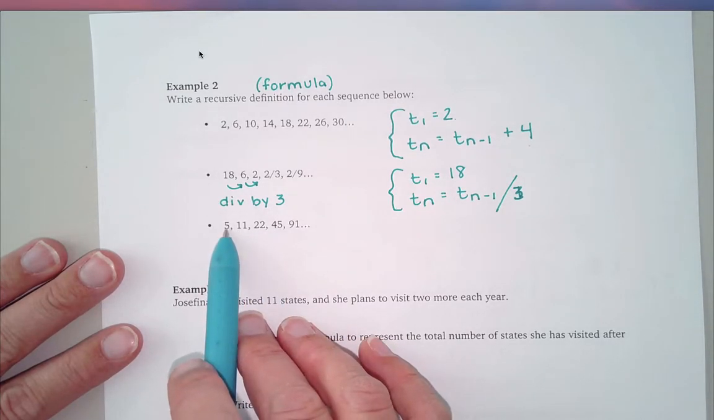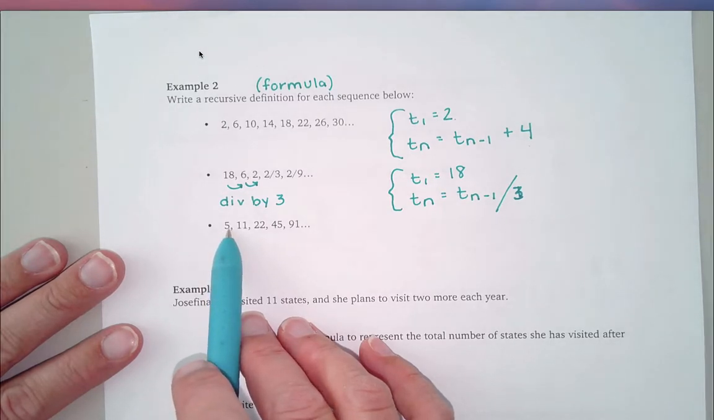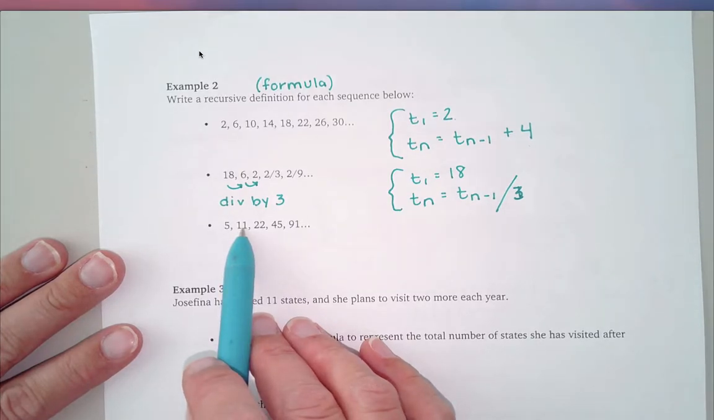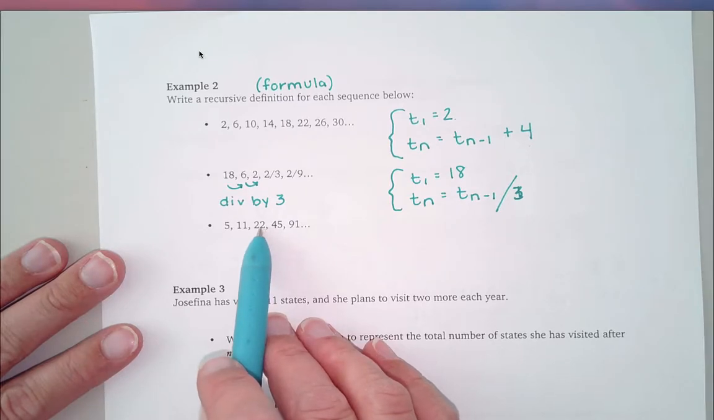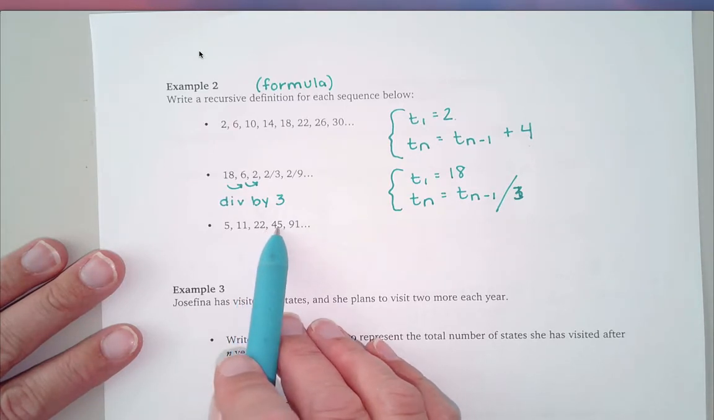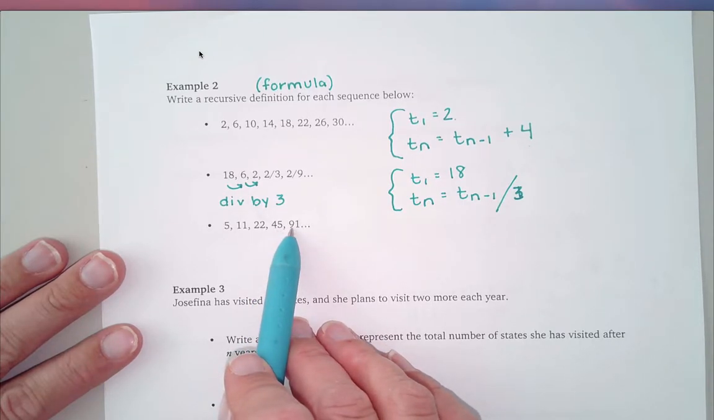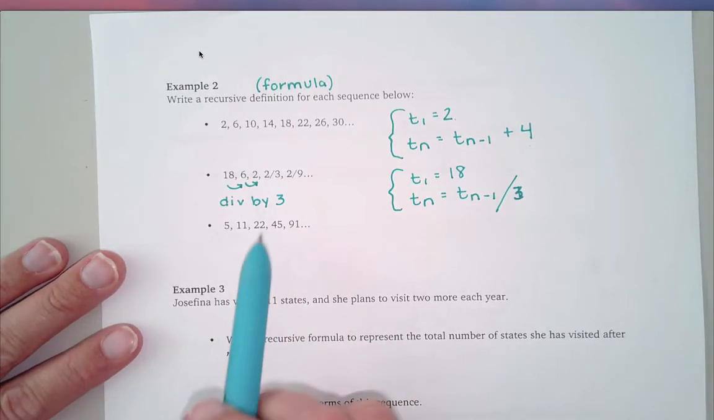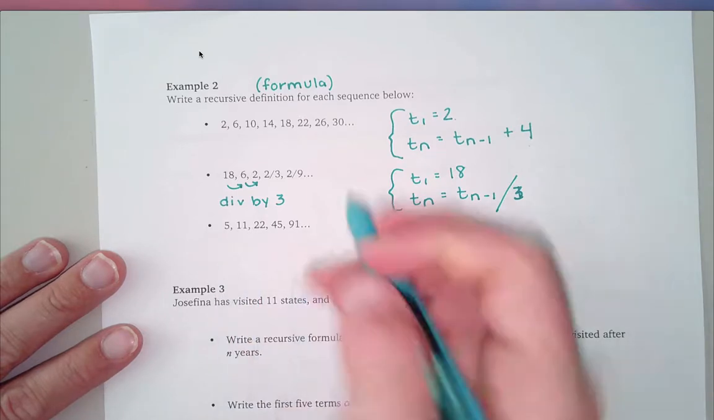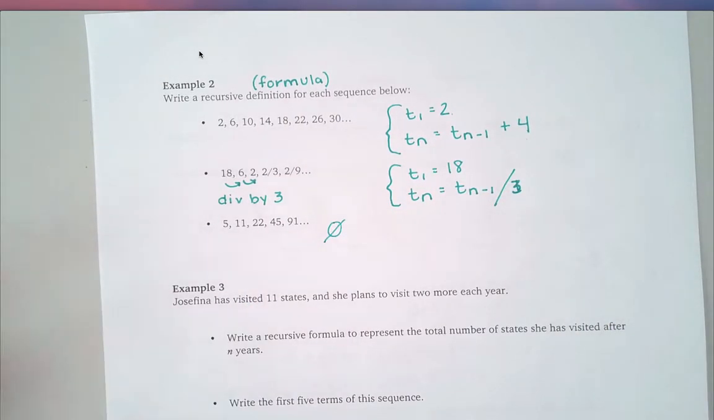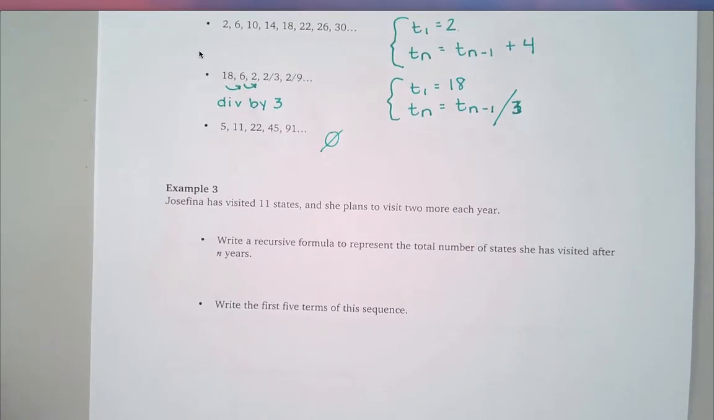I think it's meant to be you double it and add 1. So 2 times 5 plus 1 is 11. But then look at what happened here. 2 times 11 plus 1 does not make 22. But that works for the rest of them. 2 times 22 plus 1 is 45. 2 times 45 plus 1 is 91. So I don't know if this was thrown on here to be a trick question for you, or if there's a mistake right here. But either way, we can't do this one. Okay, there is no recursive formula for that one. So sorry about that. Didn't see that one coming.